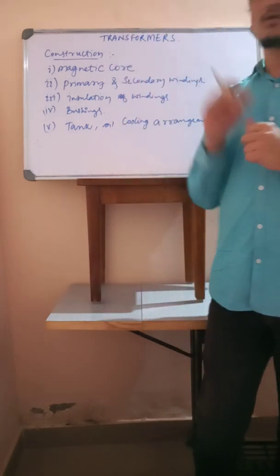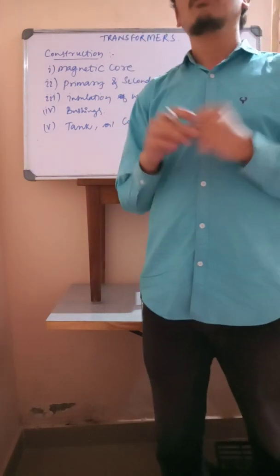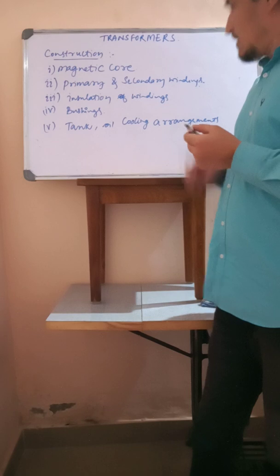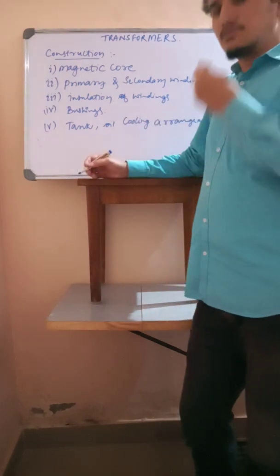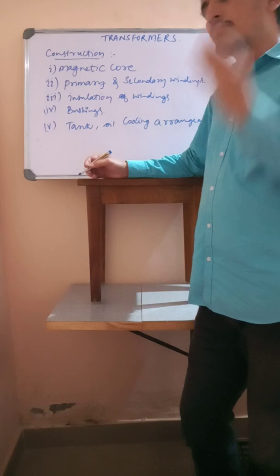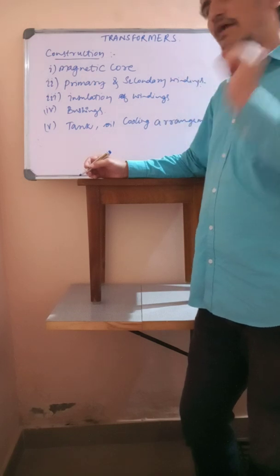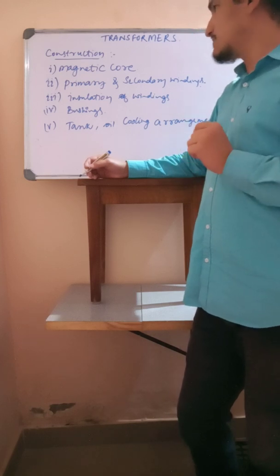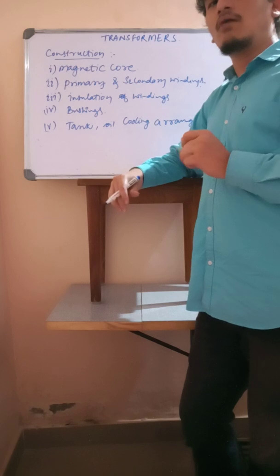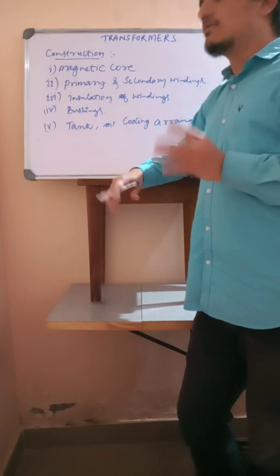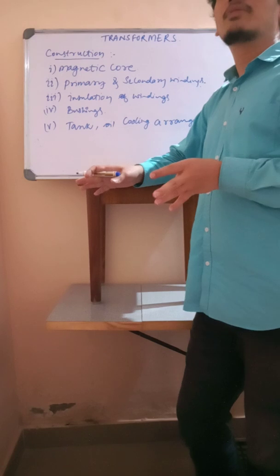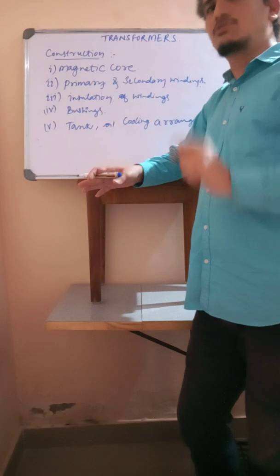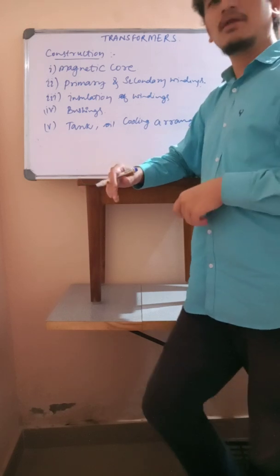Now we shall go on to understand the construction of a transformer. As I have mentioned already, a transformer mainly consists of primary and secondary windings. Usually the windings are made up of low resistance copper wires. Next is the magnetic core, which provides the path for the magnetic flux produced due to the current flowing in the primary winding.